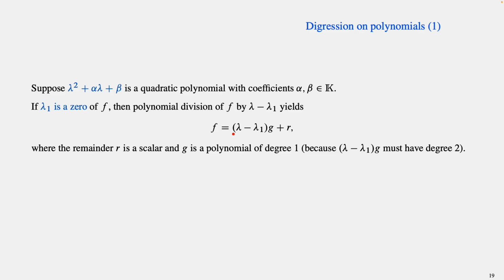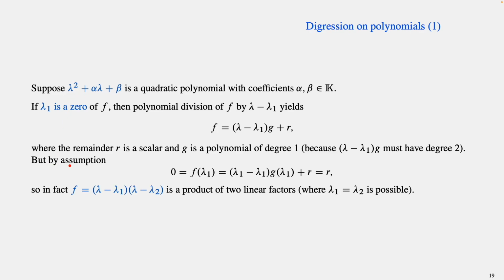So this has to be of a lower degree than this one, so it has to be a scalar because this already has degree 1 and the scalar has to have degree 0. And g is some other polynomial of degree 1, so of a similar form to this. And this is of degree 1 because the product of lambda minus lambda 1 and g must have degree 2, so if g had a higher degree, then the product would have a degree higher than 2 and thus could not yield the polynomial f. But now our assumption was that lambda 1 is a zero of f, so we have 0 equal to f of lambda 1.